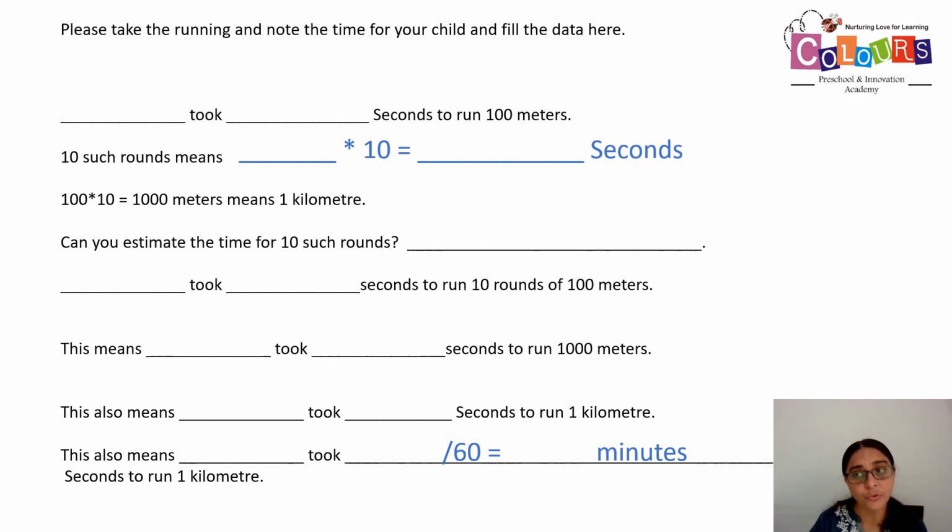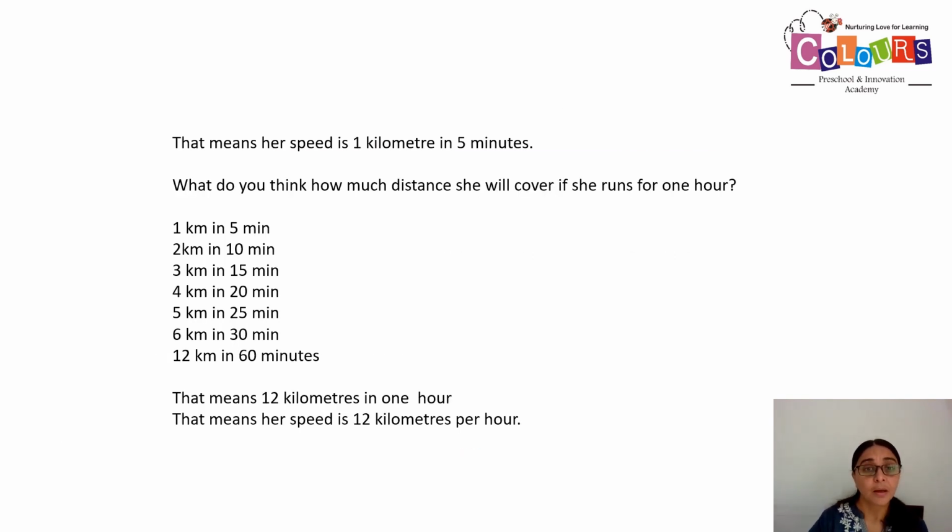So now after doing this, we will just calculate that if the child is able to run 1 kilometer in 5 minutes, then in 60 minutes, that means in 1 hour, how much distance the child will run. The child has already done the estimation once. So now we will again do the estimation, and what we will do is 1 kilometer is 5 minutes.